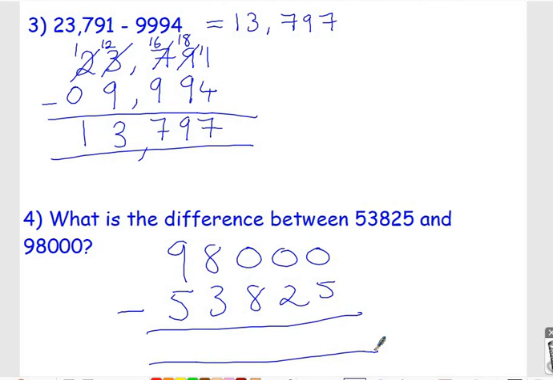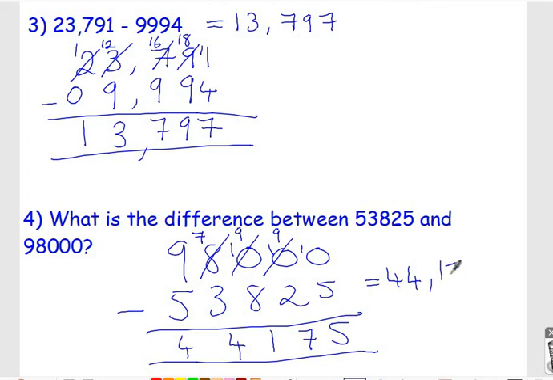0 take away 5 we cannot do, so we need to borrow. We can't go next door, so we need to go all the way up to the 8. 8 becomes 7, we then give next door to the 0, which becomes 10. Borrow off the 10, which becomes 9, give to the 0, which becomes 10. Borrow off the 10, which becomes 9, give to the 0, which becomes 10. 10 take away 5 is 5, 9 take away 2 is 7, 9 take away 8 is 1, 7 take away 3 is 4, 9 take away 5 is 4. So our answer is 44,175.